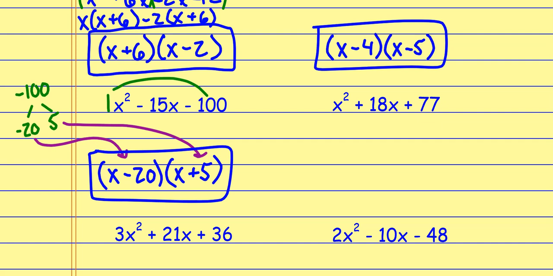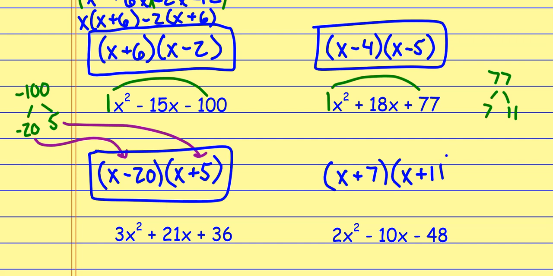If I look at the next one, there's a 1 out front. I build a bridge, two numbers that multiply to 77 but add to +18. Well, that's going to be a +7 and a +11. And because this starts with a 1, I can go right to the answer of x plus 7 because of the +7 and x plus 11 because of the +11. Done and done.